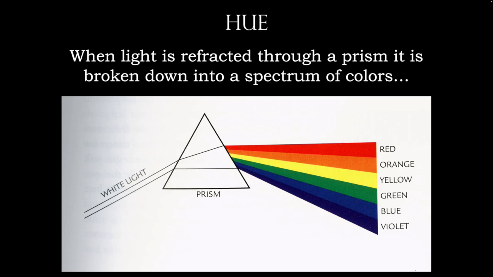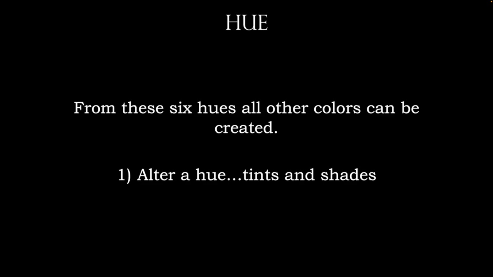So the colors that come from white light when we refract it through a prism are these 6 colors, and these are called hues. They are red, orange, yellow, green, blue, and violet. You do not have to memorize them this way. I will teach you a totally easier way of remembering them in just a moment. But these are the 6 hues. From these colors, all other colors can be created.